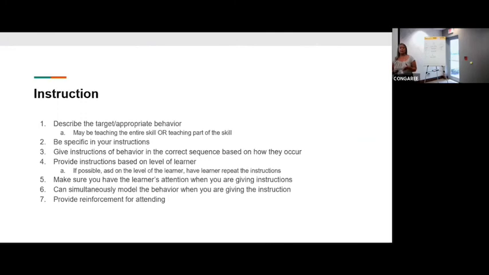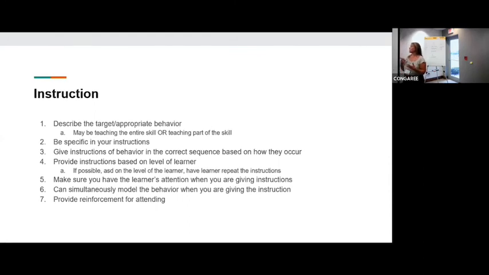So now we're going to break them down a little bit more. With instruction, we want to make sure that we're really describing the target of that appropriate behavior very specifically. Going back to when we were talking about the ABCs, if we don't know what behavior we're looking for or teaching, the student or a coworker definitely isn't going to. So we really want to make sure that it's very clearly defined. And again, that's where the task analysis comes in too. We know exactly what that student or that colleague is supposed to be doing. And again, we may be teaching the entire skill or just part of it, depending on that skill set.